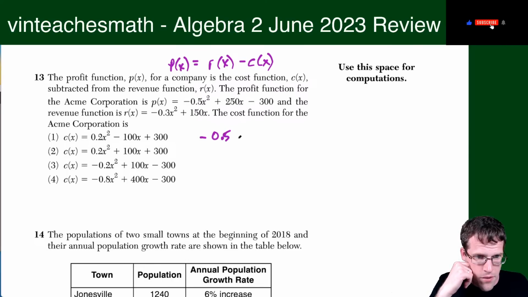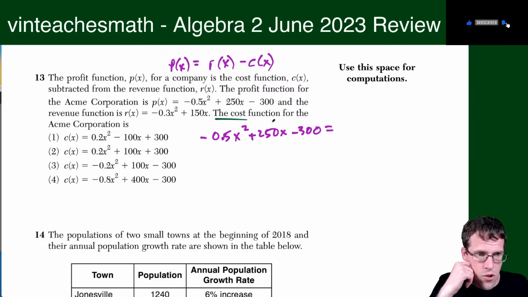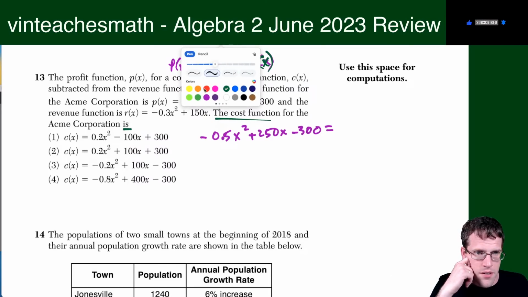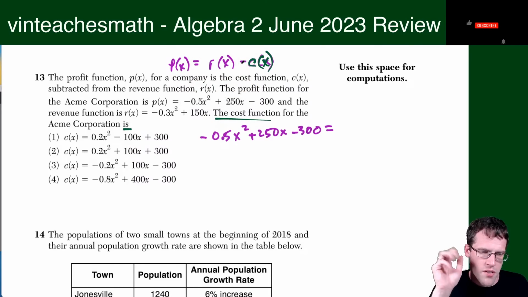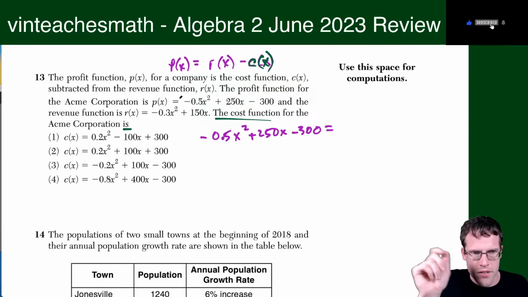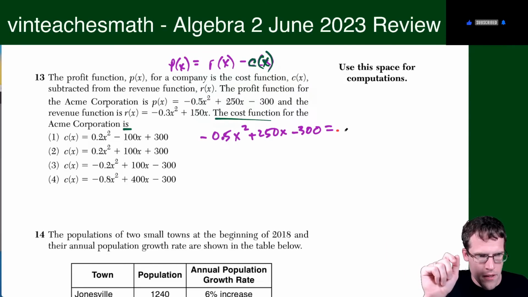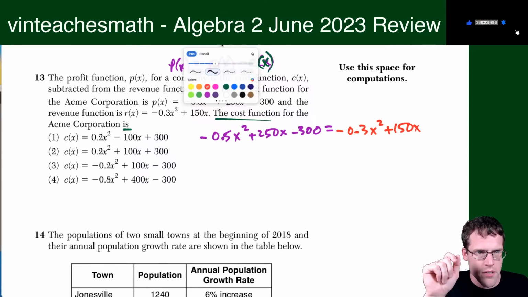Negative 0.5 x squared plus 250x minus 300 equals, we want to know what the cost function is. So you see that the cost function means we're solving for this piece. So what is c of x? Profit equals revenue minus cost, but we're solving for c of x. So now we just have to plug in for r of x, which is negative 0.3 x squared plus 150x. And remember, minus c of x.